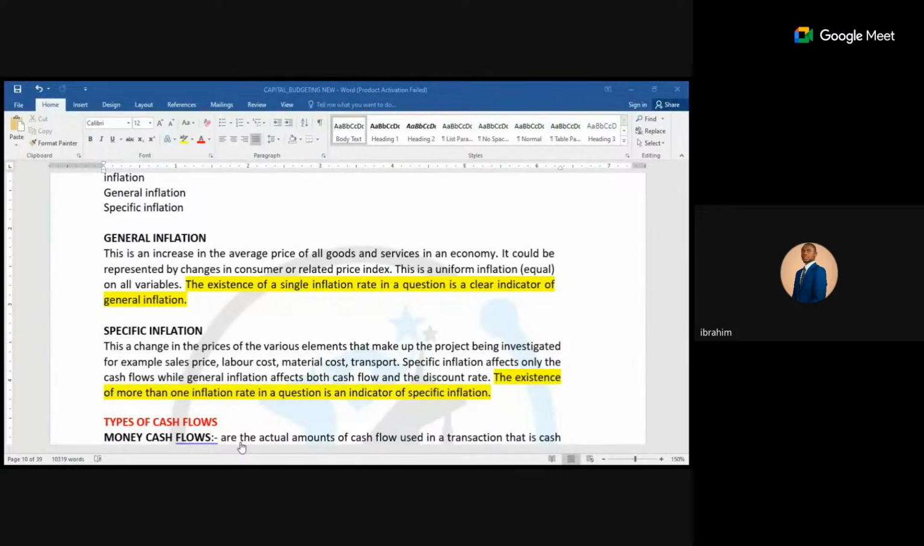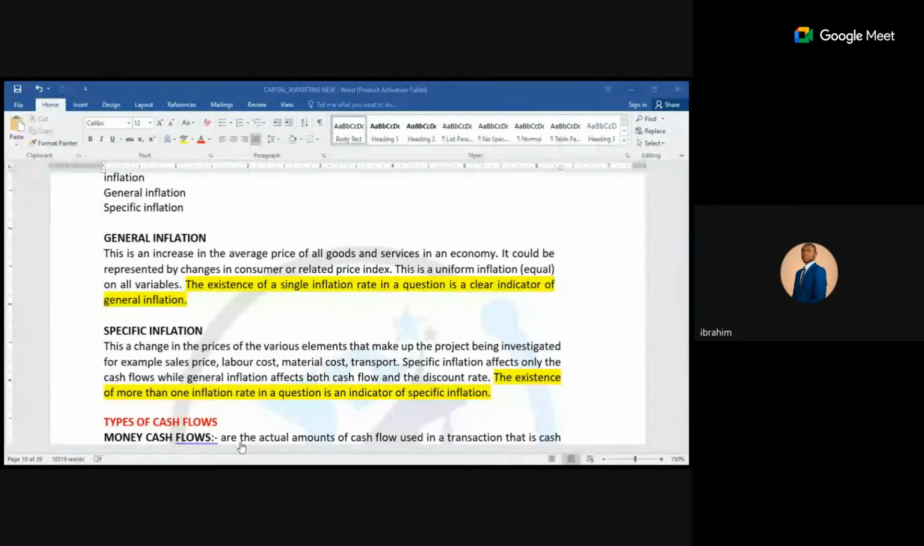Whereas specific inflation, which you may see in the question, is when you have different rates. The existence of more than one inflation rate in a question is an indicator of specific inflation. Maybe in the question, your sales will increase by 5% in year one, variable cost will increase by 10%, and this will increase by 6%. That is what we call specific. It is specific for each of the variables.